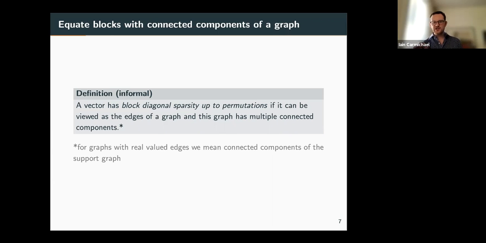So I'm going to abuse notation a little bit. Our vector probably has real valued entries, and so the graph has real valued edges. And so when I talk about connected components of a graph, I mean connected components of the support graph, right? Create the corresponding binary graph that's either 1 or 0, and the connected components of that. But I'm just going to talk about connected components.